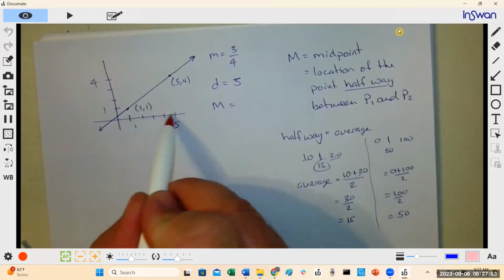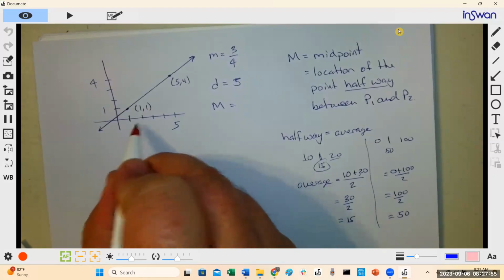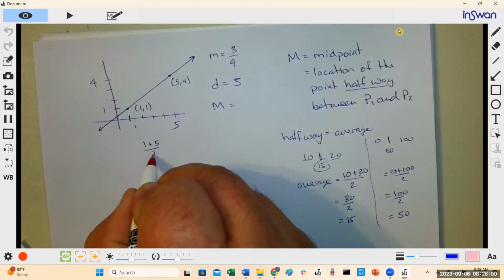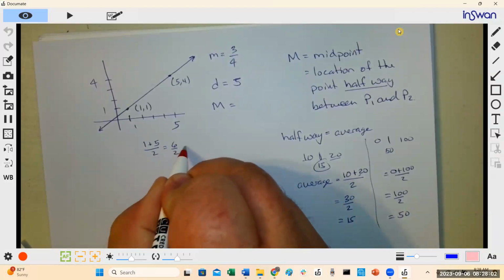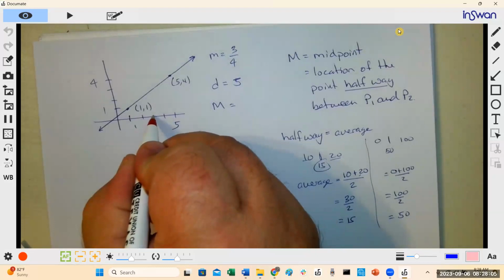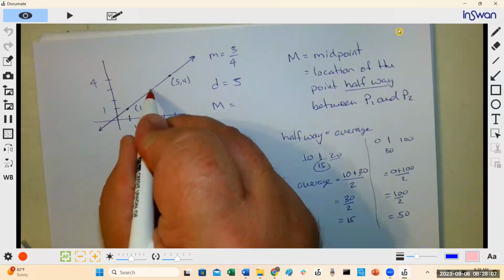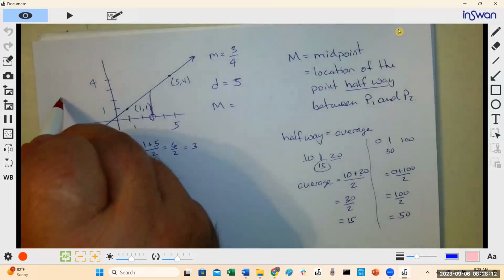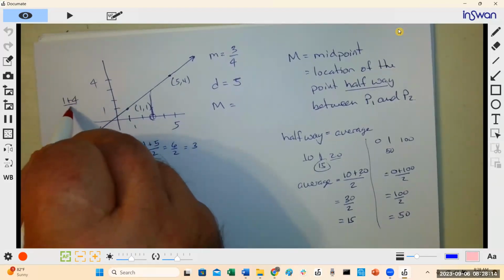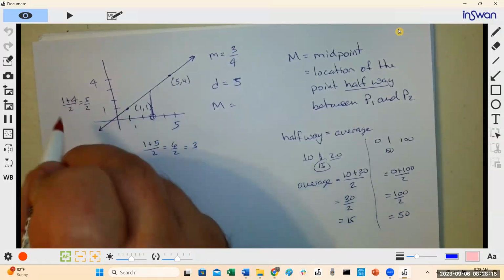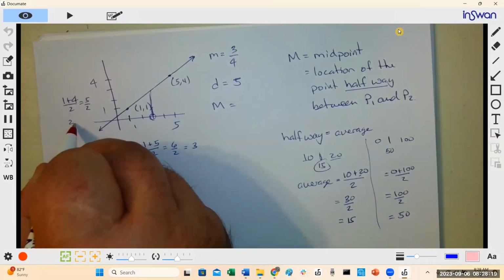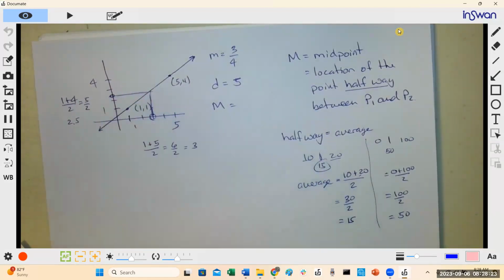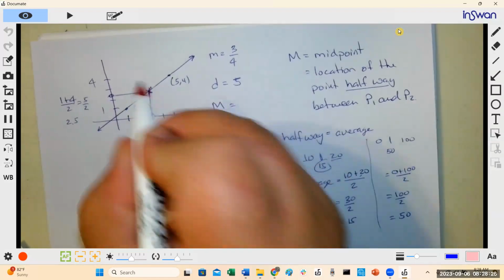So it's halfway between 1 and 5. We found that by adding the two numbers and dividing by 2. So it's going to be on that x value. Same thing here. So 1 plus 4, divided by 2, is 2.5. It's going to be here. So there's the point, the midpoint.